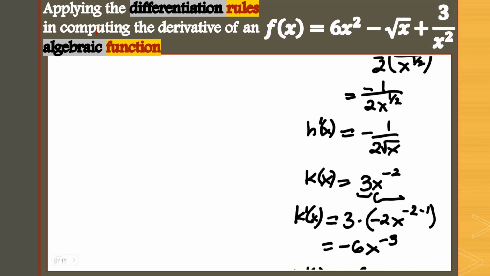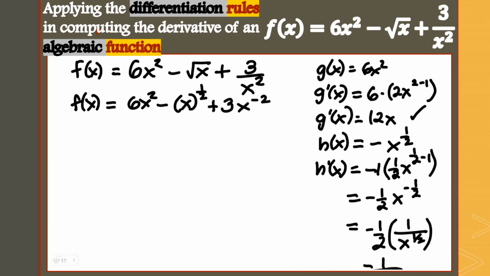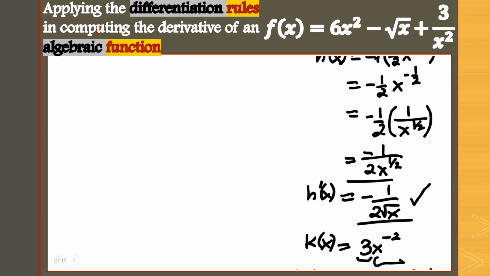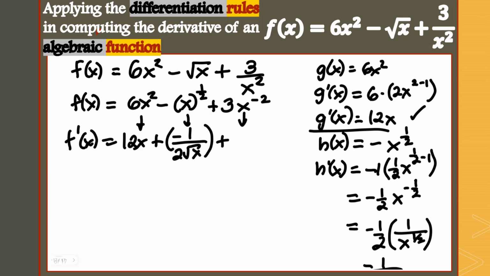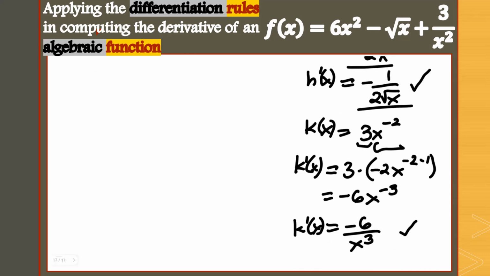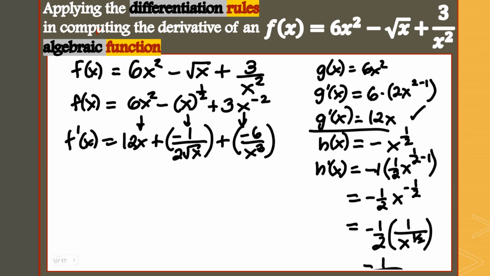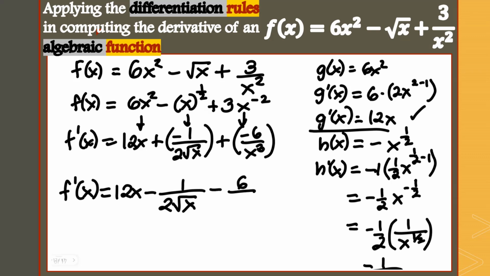So with all of this already identified and done on a separate sheet of paper, according to the rule of differentiating sum or difference, the derivative of this is equal to the individual derivatives of these functions, which we already identified. For g prime of x, that's 12x. For our h prime of x, you have plus -1 over 2 square root of x, then plus, I'm using plus, don't worry about that, because you will still use the negatives later, -6 over x cubed, which would be simplified to this final form: 12x minus 1 over 2 square root of x minus 6 over x cubed.